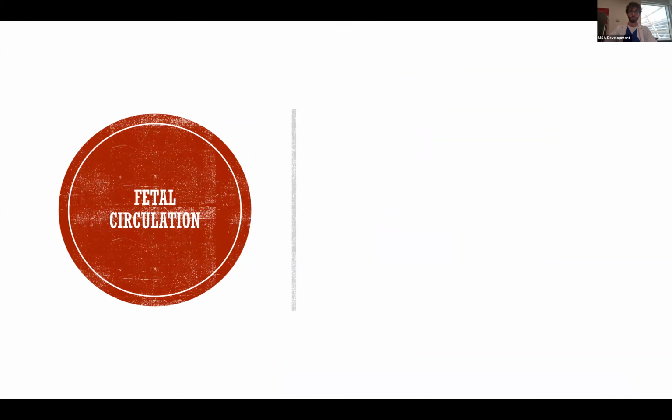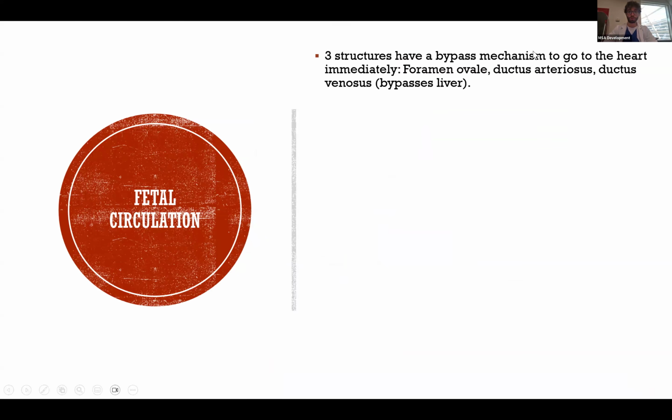Okay, so for those of you who like texts, we have three structures that have a bypass mechanism to get to the heart: foramen ovale, ductus arteriosus, ductus venosus. Well, obviously, the umbilical vein is also one of them. If you get an SAQ saying name three structures that bypass certain structures to get to the heart immediately, you can say any of the four: foramen ovale, ductus arteriosus, ductus venosus, umbilical vein, whichever you like.